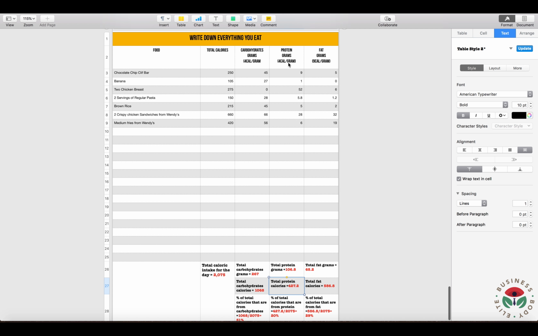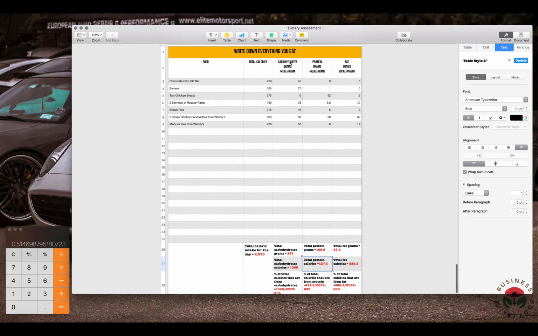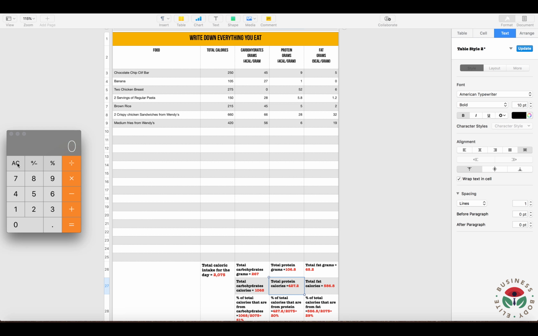Just as we did in the previous fields, we will add each number for protein grams. Starting with 9 plus 1 plus 52 plus 5.8 plus 5 plus 28 plus 6. We will arrive at our total.